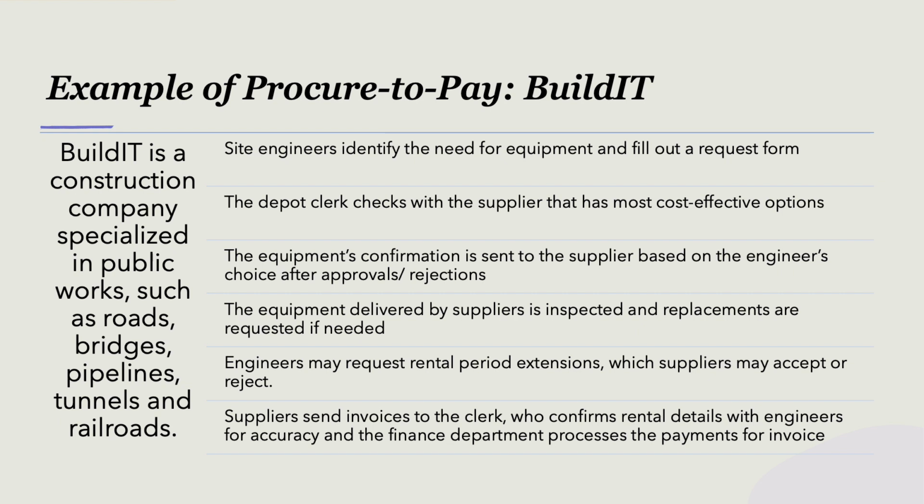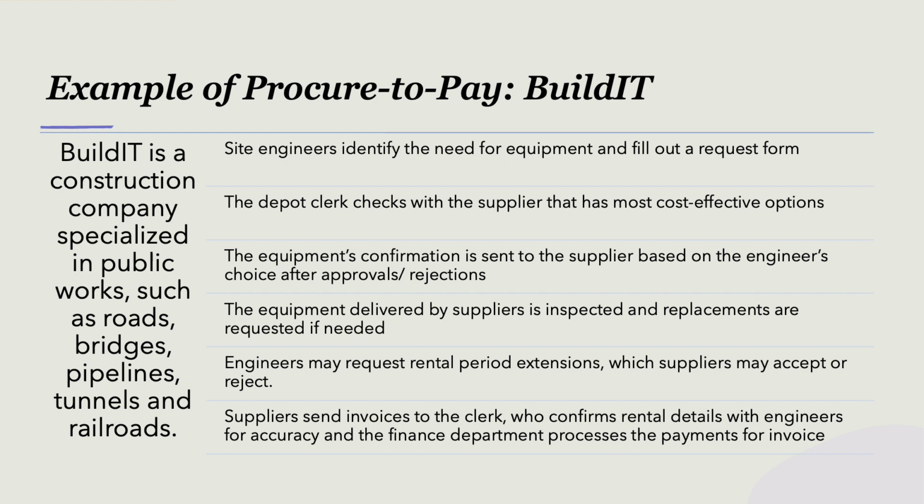Now, for example, since we are talking about the procure to pay business process, if the company needs equipment, the site engineers identify the equipment and send a request to their depot clerk. The clerk who gets this request is going to check the suppliers they have to find out the most cost efficient option. Once the clerk has the equipment they think is the most cost efficient, they're going to send the confirmation to the supplier, and the engineers are going to see if that is the equipment they want or if they have any better suggestions.